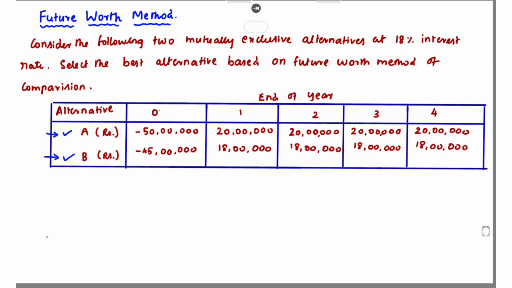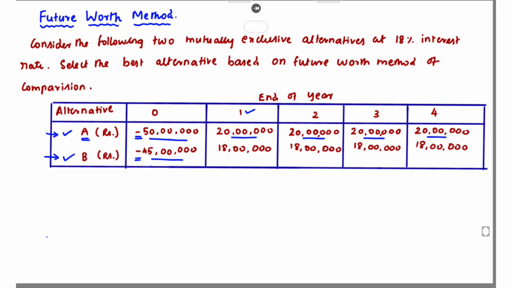Initially, for A we take 50 lakhs, and for B 45 lakhs. The minus indicates the investment. So for the A business model we spend 50 lakh rupees, and for B we spend 45 lakh rupees. Then at the end of the first year we get a revenue of 20 lakhs, the second year also 20 lakhs, third year also 20 lakhs, and fourth year also 20 lakhs. So we invested 50 lakhs, and now we got 80 lakhs.